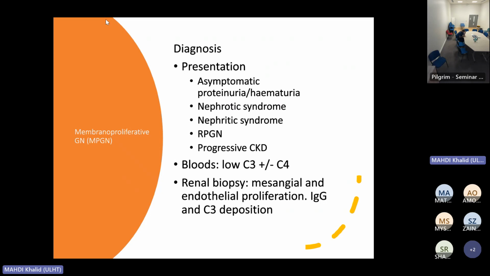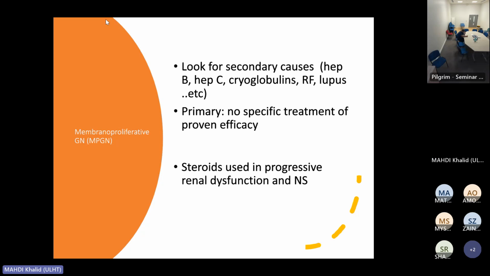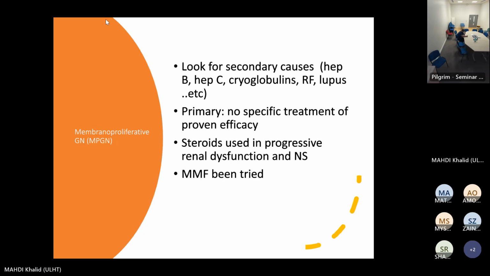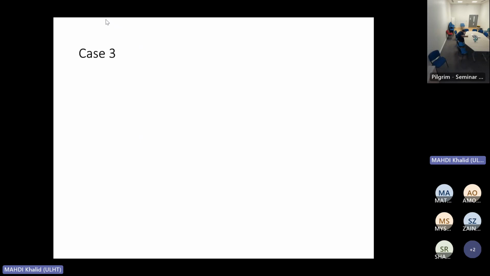Not dissimilar to IgA, it can present in different ways: asymptomatic, nephrotic, or basically effectively any of the six classes that we've talked about. There's no evidence for a lot of things we do for the primary form of it, but some of them do respond to steroids. It's a condition I don't like seeing in my clinic because I don't really know what to do for you. And it's rare, that's why it's not easy to do studies to say we've got evidence now to use this drug.